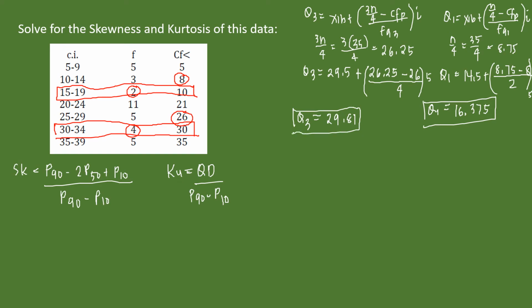Okay, now let's go to solving for the quartile deviation because we need that later. So for the quartile deviation, that is Q3 minus Q1 over 2. So we will have 29.81 minus 16.375, or let's just round it off to the nearest 2 digits. So let's just write 38 divided by 2.